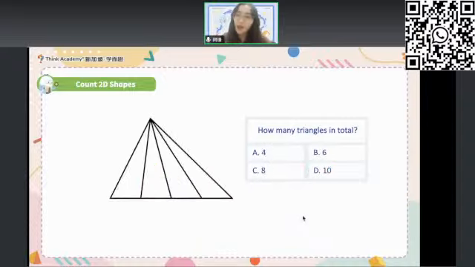What about the next one? How many triangles are there in total? Now I have 4 singular triangles, okay? Let me label 1, 2, 3, 4. Try it. How many triangles are there now?